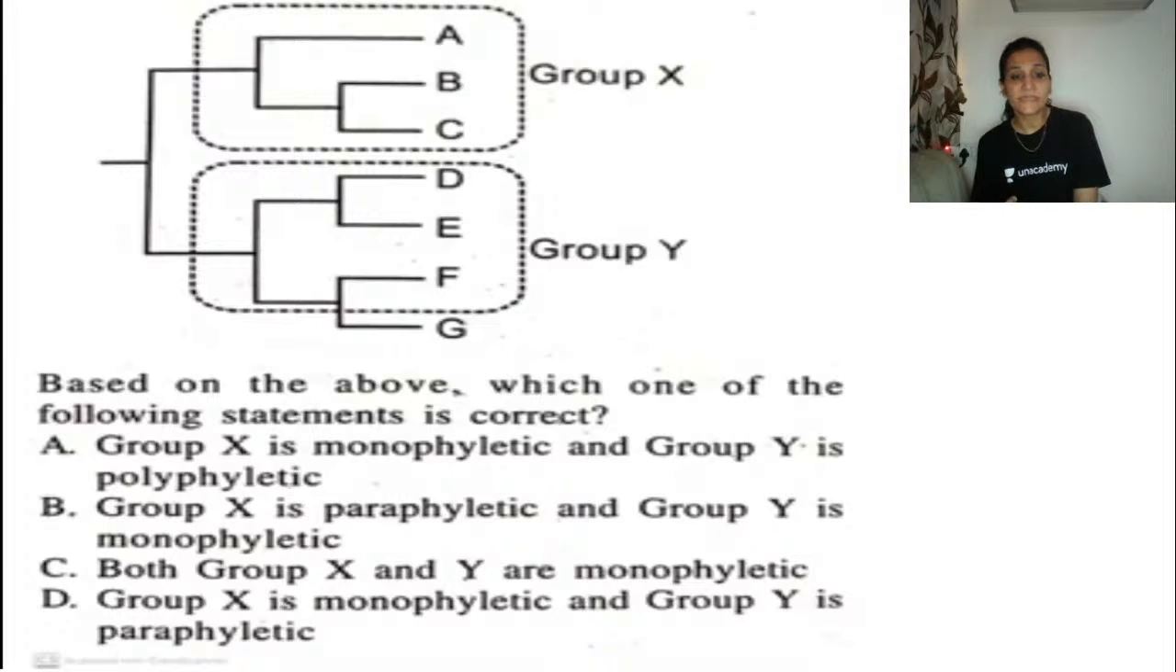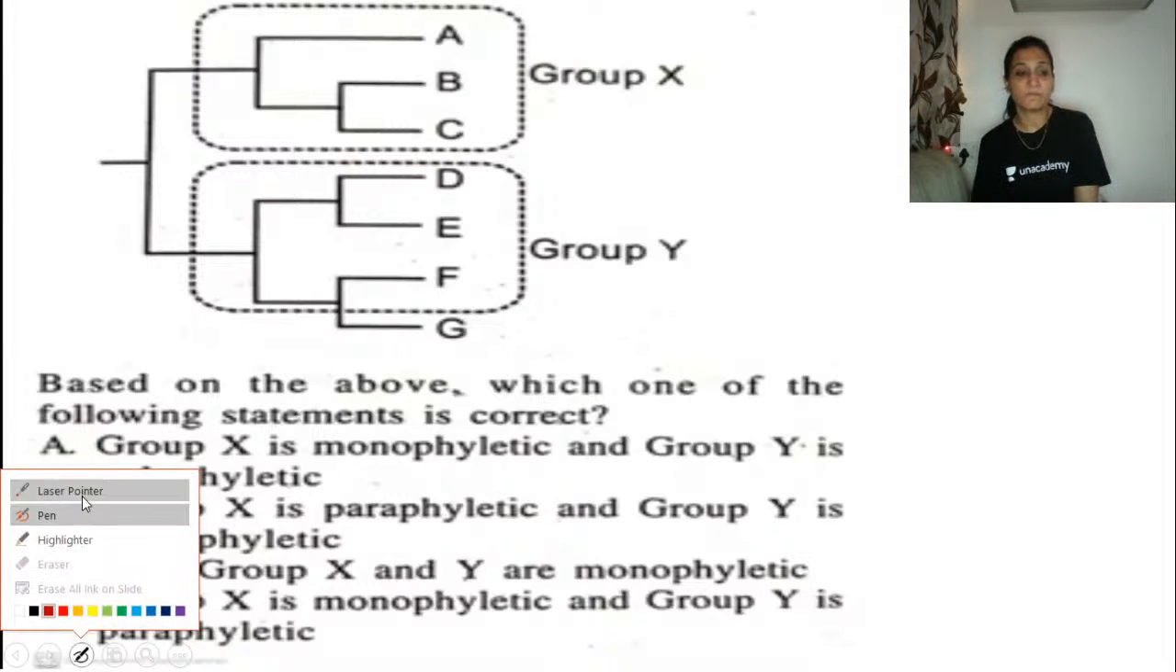Group X is paraphyletic, and what is paraphyletic? All the descendants are not included. So in X, all the descendants are included. So X is paraphyletic and group Y is monophyletic, so this is also wrong. Both group X and Y are monophyletic, but you can see in Y that one of the G is excluded. I'll just take the laser light.